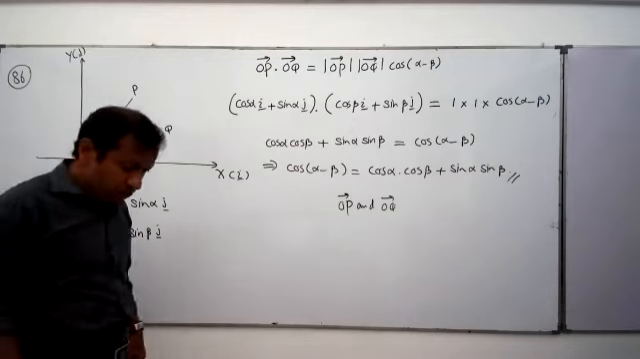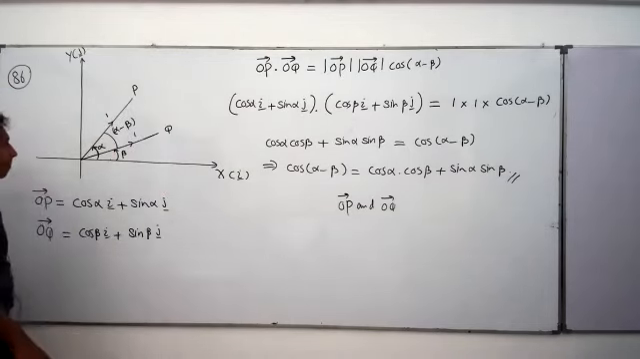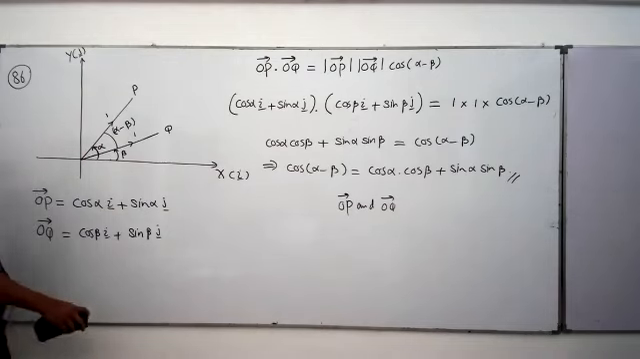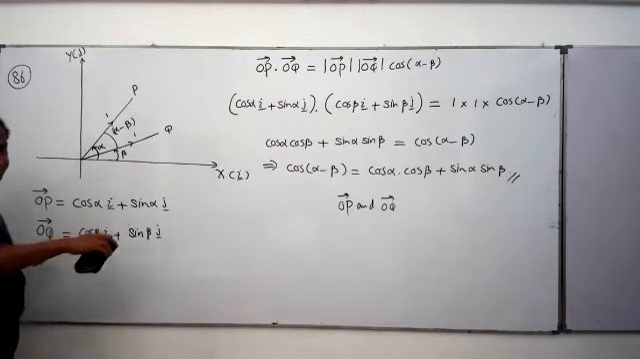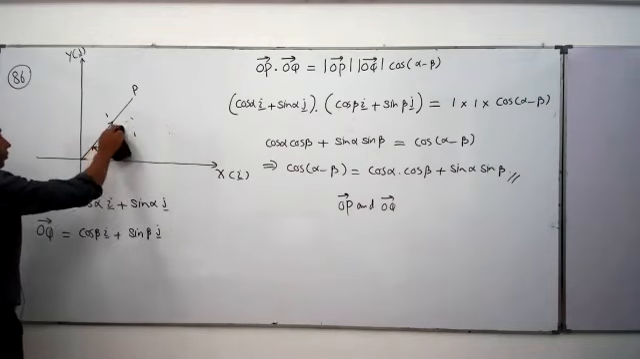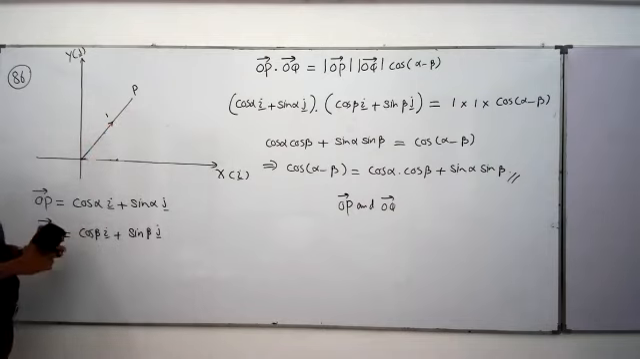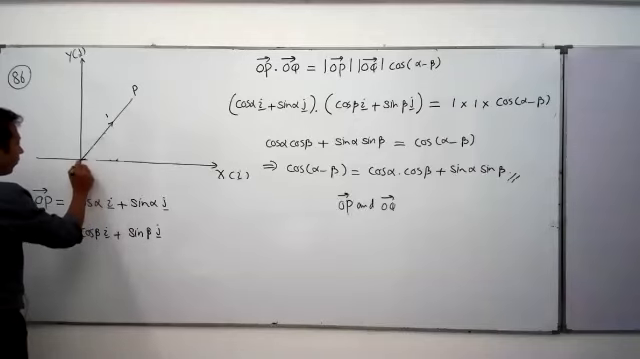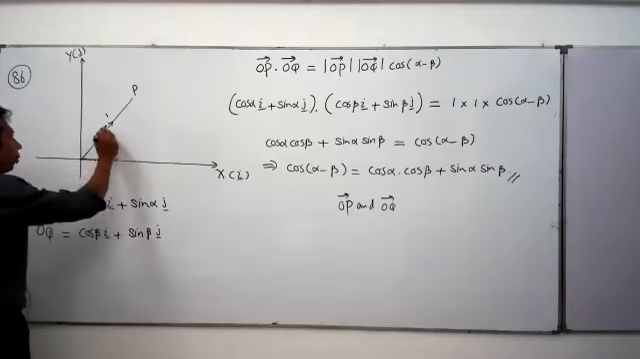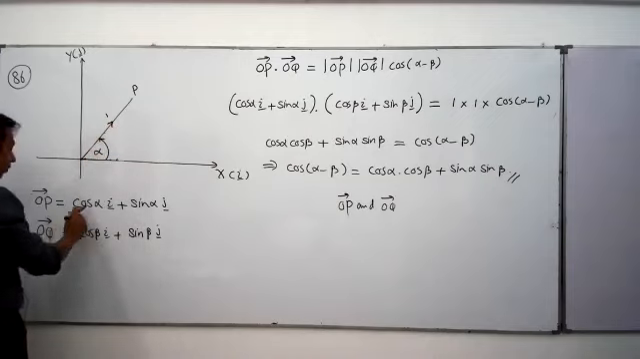Now, for the second one, the diagram should be changed this way. Right? Now, I think you have completed this. The diagram should be changed like this to get the second one. I take the OQ unit vector like this. The OP unit vector is still the same, making angle alpha.